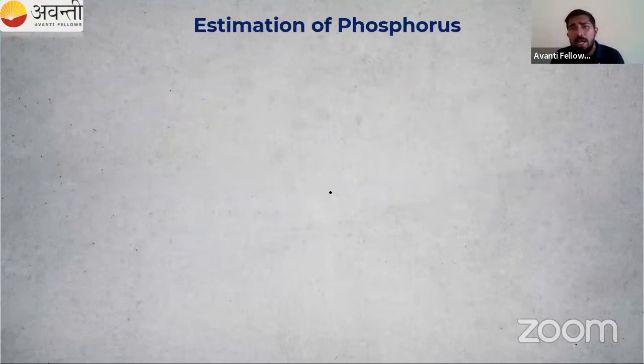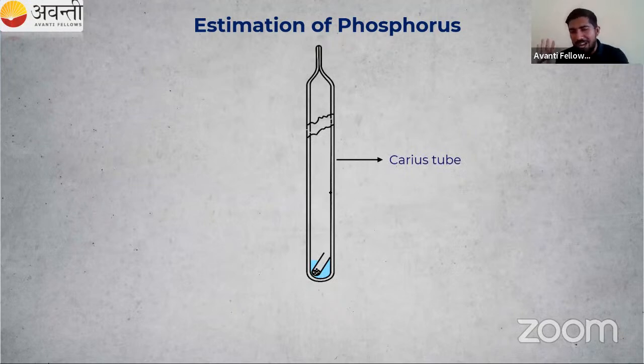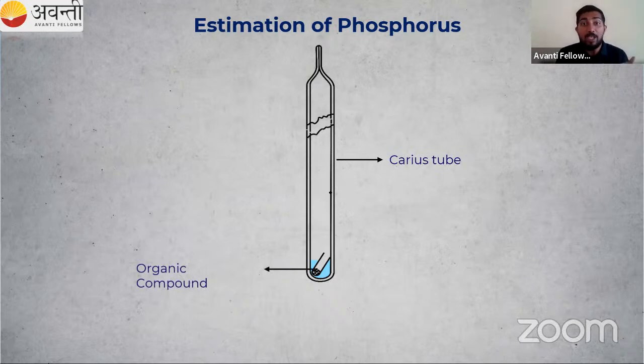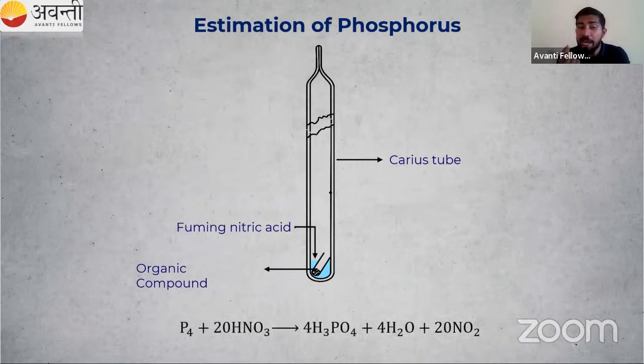How can we find the percentage of phosphorus present? Again, we have the Carius method. Again, the organic compound is present. Then we have to add something: fuming nitric acid. So it is the same thing, repeating with some difference in the reaction. So we have to check the reaction.